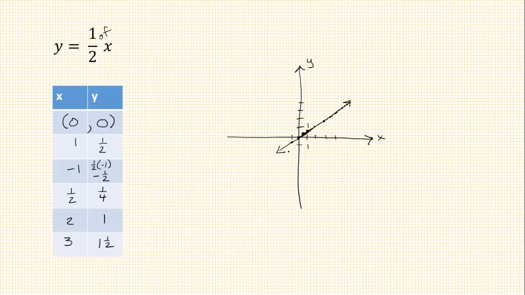I put arrows at both ends to show that I realize that this goes on and on and on. This is just a little piece. And it is also nice to label your graph, y equals 1/2 x. And that is how you make a visual display of an equation.